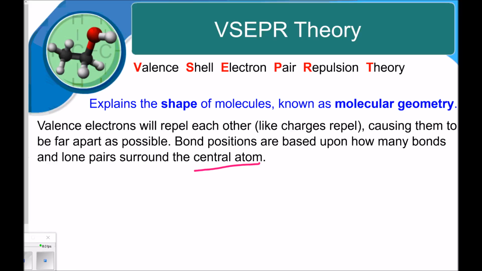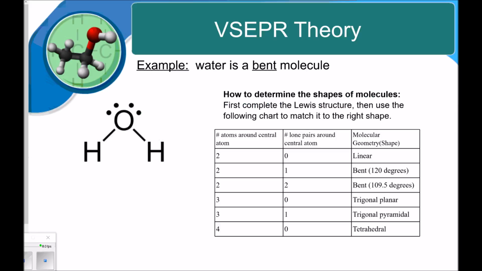Central means center, so we're going to be looking at the center atom very often in this video. For example, water is a bent molecule. So how do we determine the shapes of these molecules? First, you want to complete the Lewis structure, then use the following chart to match it to the correct shape.